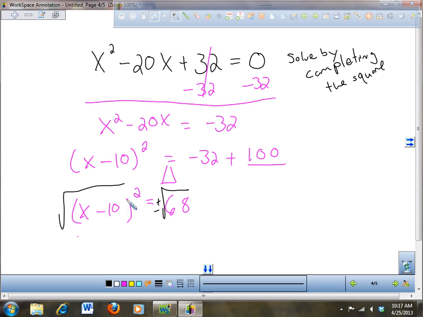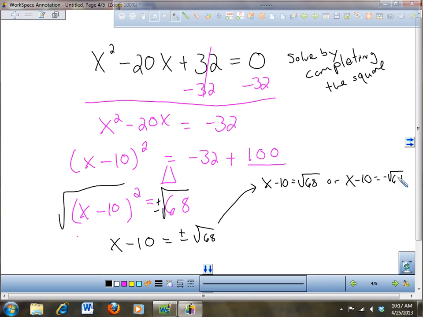And when I square root x minus 10 squared, I get x minus 10 equals plus or minus the square root of 68. Okay? And now you break it into 2 parts. You say that means that either x minus 10 equals positive the square root of 68, or x minus 10 equals negative the square root of 68.